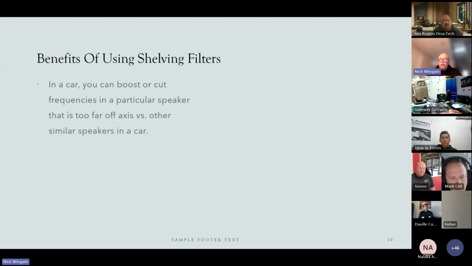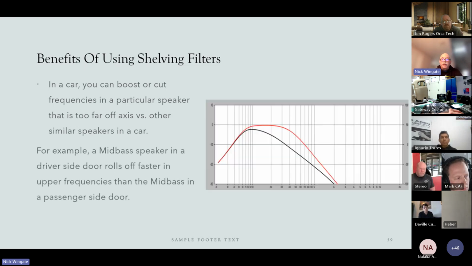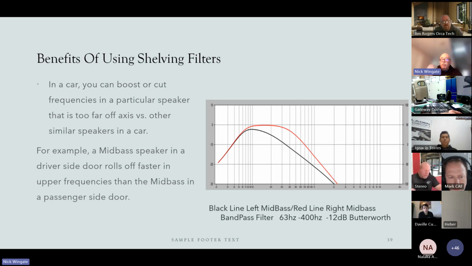There's a lot of different ways of using it. There are particular frequencies that are too far off axis. The mid-bass driver in the door, for instance, rolls off faster in the upper frequencies than the mid-bass in the passenger side door. Okay, this is what we can do.